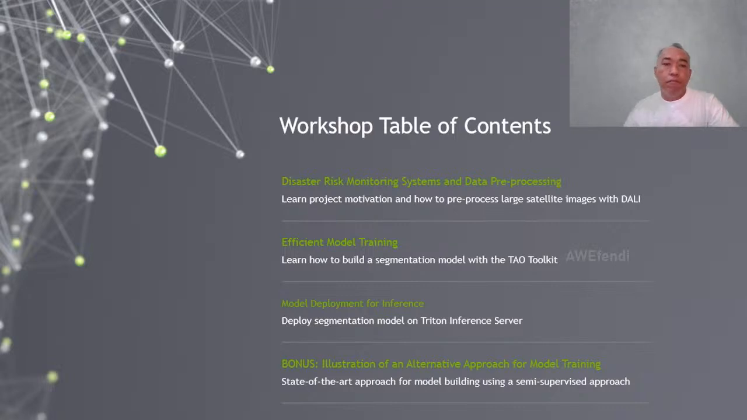Next, we'll learn about data preprocessing for deep learning and how it's applied to image data. We'll then learn about training deep learning models efficiently using transfer learning. Once we finish training the segmentation model, we'll export it and learn about production model deployment. As a bonus, we've also included a separate activity to demonstrate a state-of-the-art approach for training segmentation models using a semi-supervised approach.